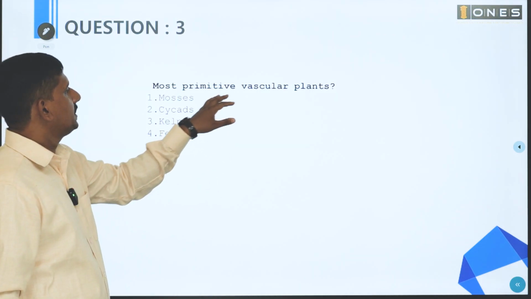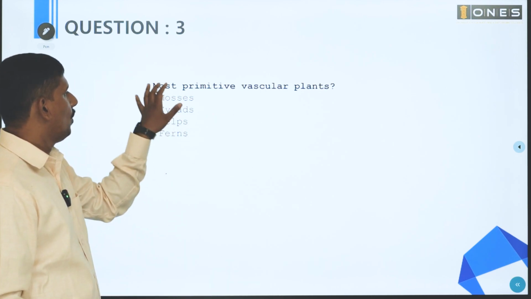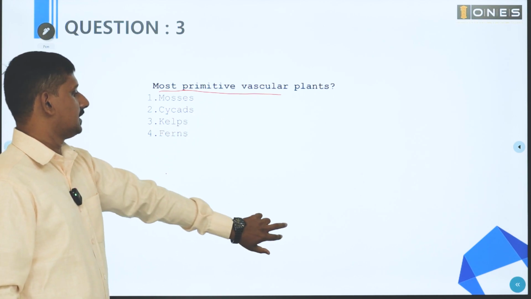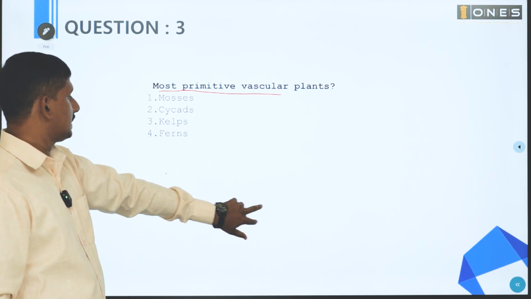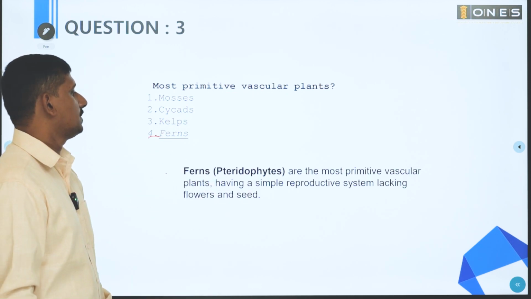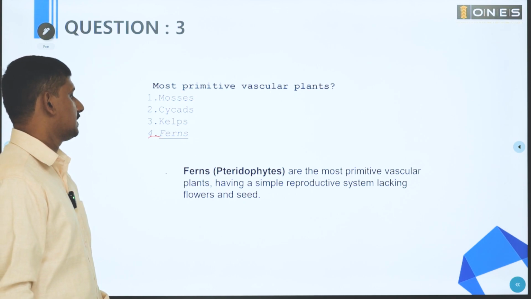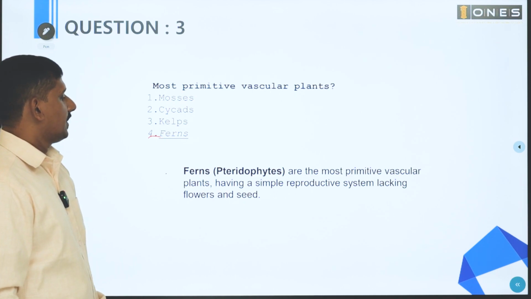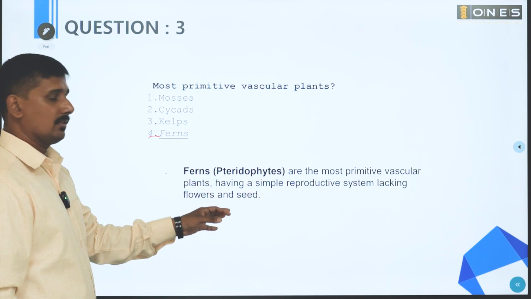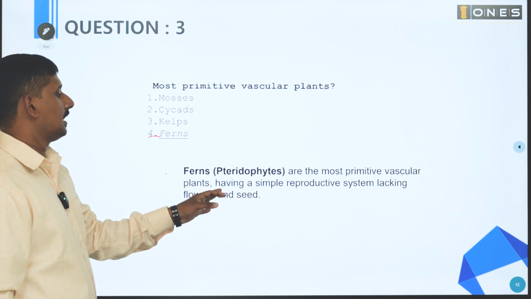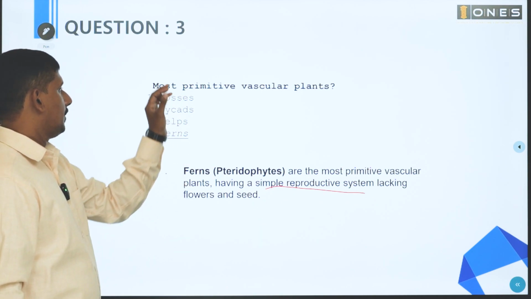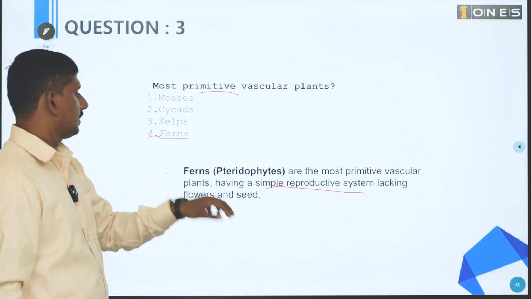So the next question is, which is the most primitive vascular plant? The options are Mosses, Cycads, Kelp and Ferns. The answer is fern. Ferns, along with other pteridophytes, are the most primitive vascular plants, having a simple reproductive system lacking flowers and seeds. So the most primitive vascular plant in the answer is the ferns.